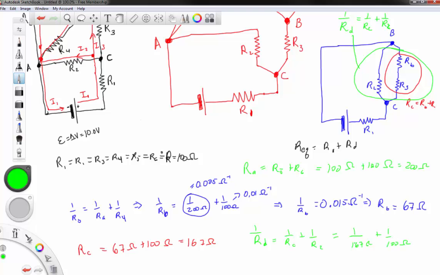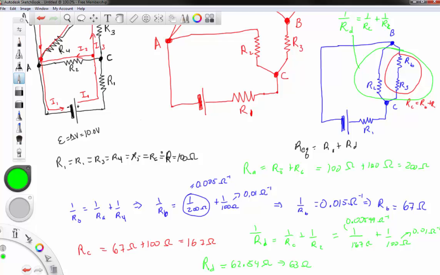Got to throw all that into a calculator at this point to solve. In any case, 1 over 167 is 0.005988, and this again is 0.01 inverse ohms. So add those two together, and you get 0.015988. Now divide 1 by that, and what you end up getting is 62.54 ohms. So RD is 62.54 ohms, which maybe gets rounded to 63 ohms.